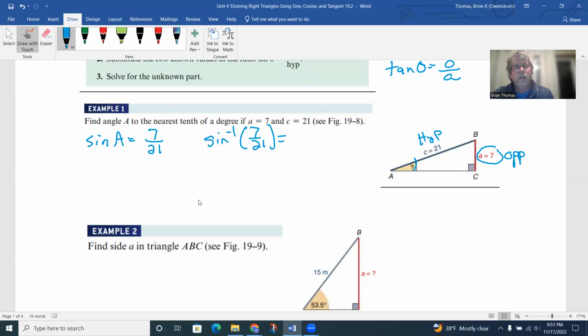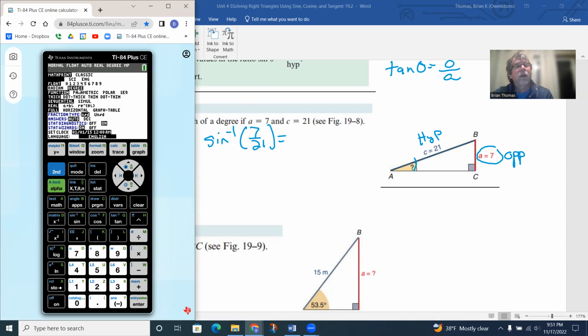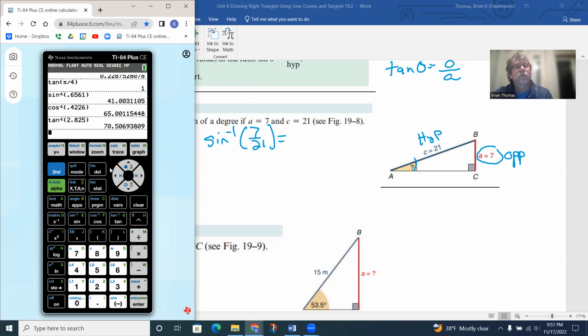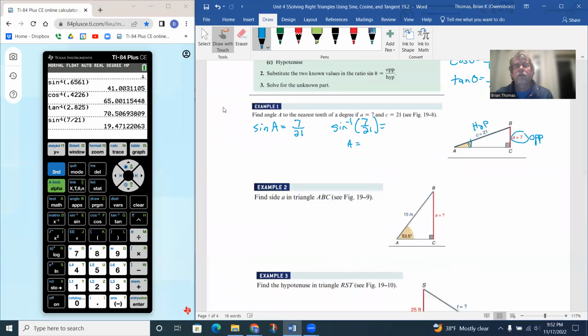Now, since they want degrees, I have to make sure my calculator is in degree mode. So, mode, it's still in degrees, so I'm okay there. If I want to do the inverse sine of 7 over 21, we have the second sine there, and then we put the 7 divided by 21 inside there, or you could also put 1/3 in there. And that gives me 19.47. Since it said to the tenth of a degree, A is going to equal 19.5 degrees.